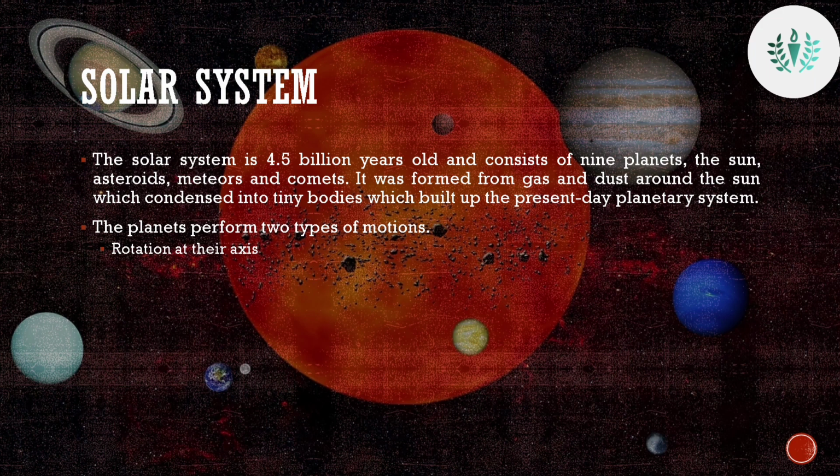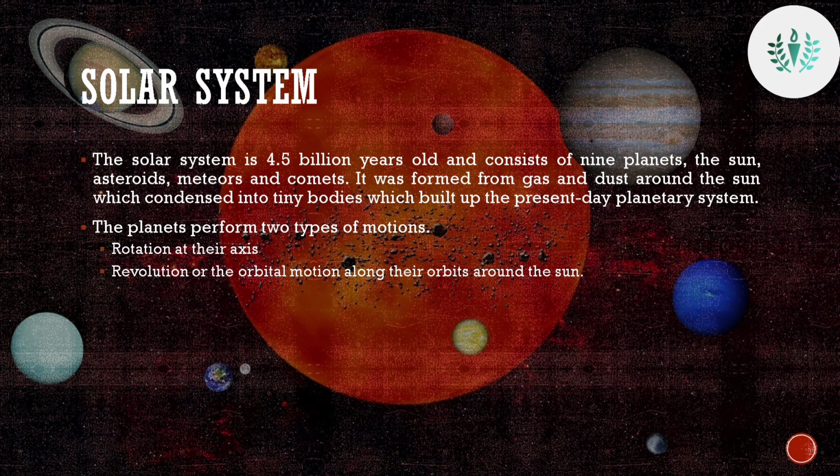Rotation at their axis, which is turning around on an axis. For Earth, it takes 24 hours to complete one rotation. The second type of motion is revolution, or the orbital motion, which is along their orbits around the Sun. For Earth, it takes about 365 days to complete a single revolution.